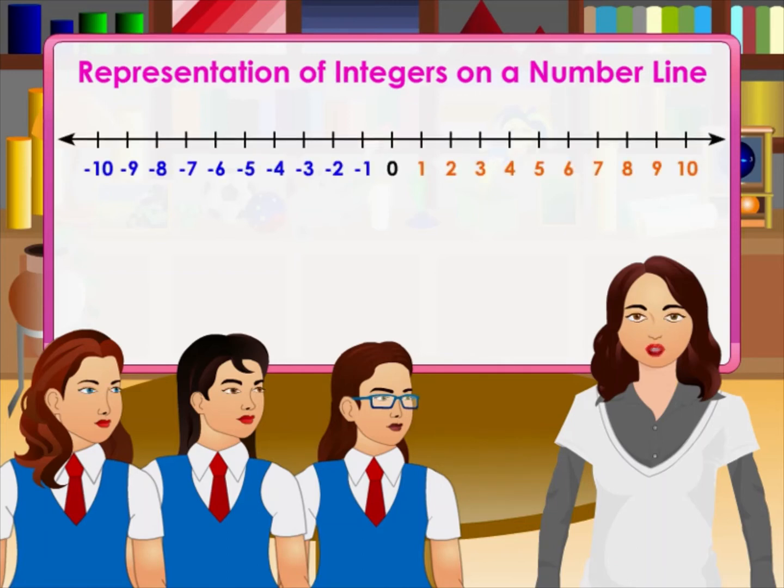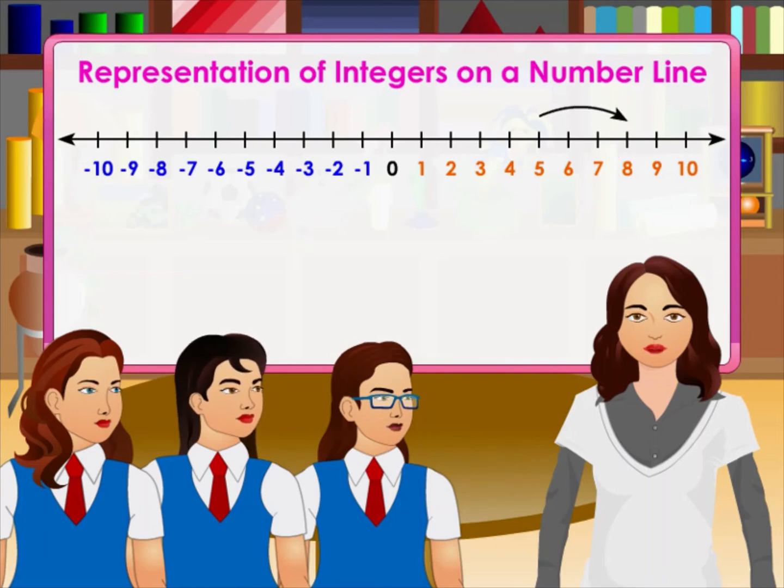From the number line, we know that the numbers on the right side are greater than the numbers on the left side. For example, the number 3 is greater than 2 because number 3 is to the right of number 2. Can any one of you find whether the number 8 is greater than 5 or not? Yes. The number 8 is greater than 5 because the number 8 is to the right of 5.